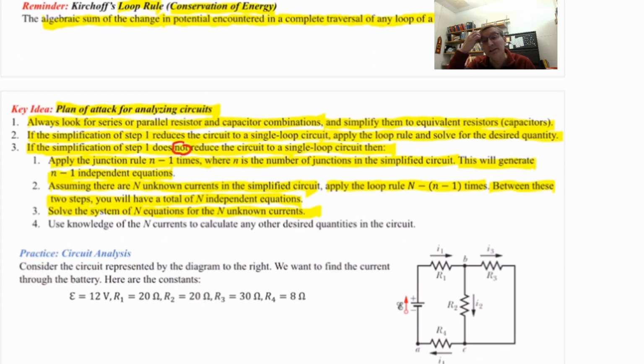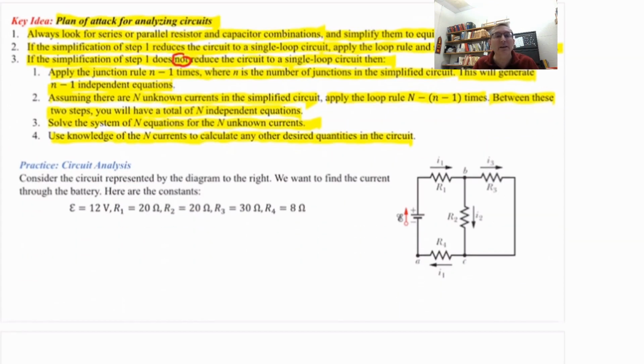And that's somewhat easier to say than to do, because the algebra could get messy. And then fourth substep, use your knowledge of the capital N currents to calculate any other desired quantities in the circuit. Okay, we have to practice with this, and we'll be doing that in class, but I'm going to also do a little bit of it right here with you. Let's look at the circuit right there. Let's do a little bit of practice with circuit analysis.